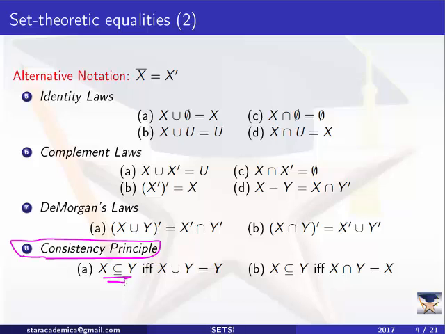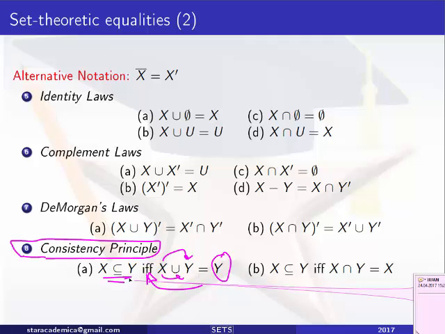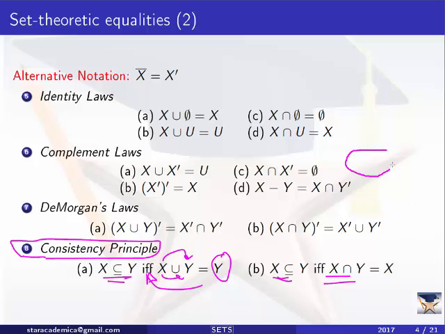If x is a subset of y, then if you unite x with y, nothing new comes into y, you get y. So again, it's y, and vice versa. If x union y is y, x must be a subset of y. Again, if x is a subset of y, then x intersect y is x. So this is the x inside of y, right?